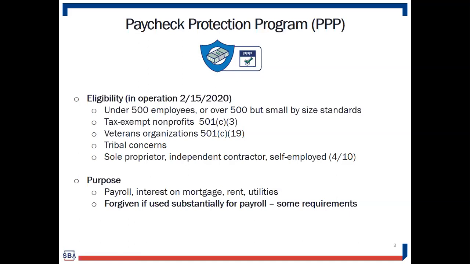So what you see there from the size standard perspective is that we're looking at employers with under 500 employees, but if somebody is over 500 but knows that their business is small based on SBA size standards, you just need to verify that on the size standards table and you would be eligible as well. You can see veterans organizations are available. We've been getting some calls from DFWs about applying for the programs. And as of Friday, sole proprietors, independent contractors, and self-employed individuals will be eligible to apply.